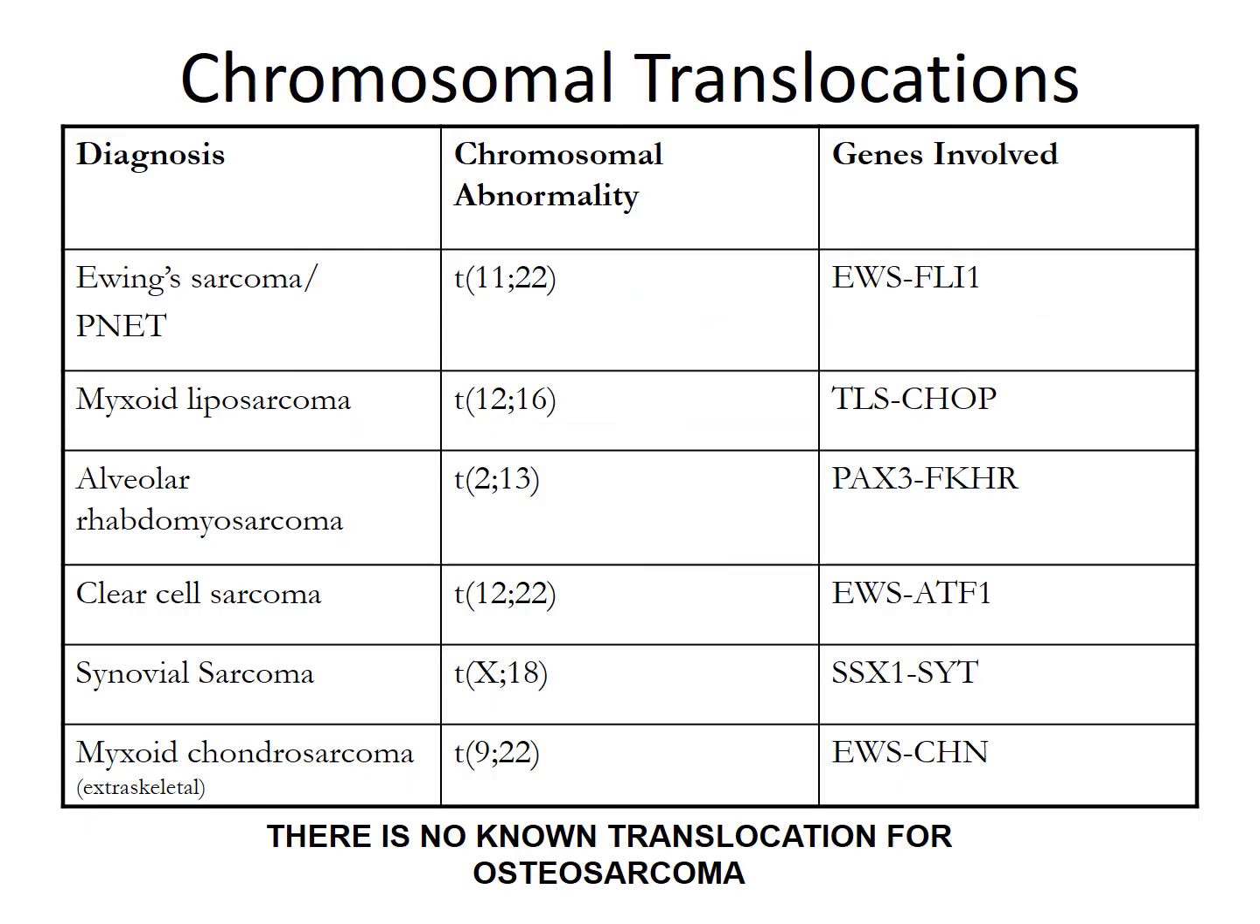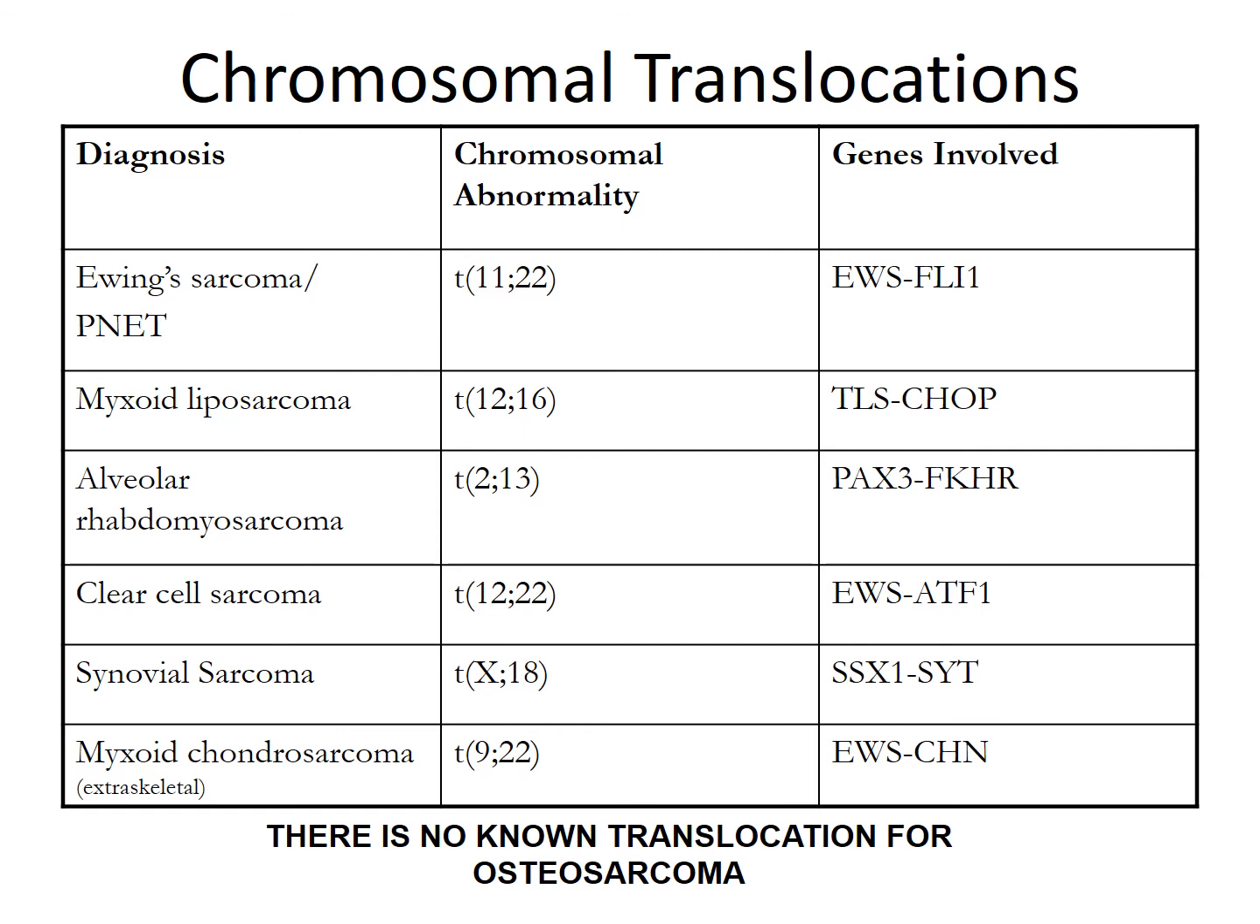And the chromosomal translocations, again, becoming much more common. If you'll note, there is no known translocation for osteosarcoma. This can be a great distractor on your exam. Chromosomal abnormality in the gene involved are seen here. The more common one, Ewing sarcoma.